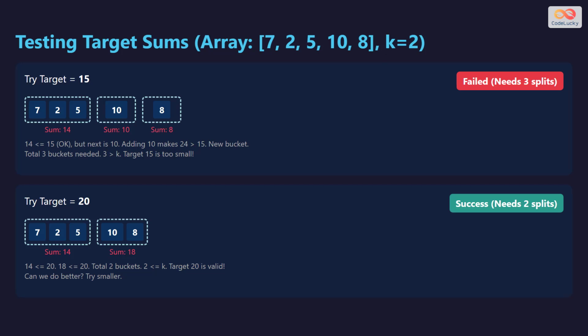Let's visualize the check. If we try a target of 15, we fill the first bucket to 14. Adding 10 would exceed 15, so we start a new bucket. In the end, we need 3 buckets, which is more than our allowed 2. So 15 fails. If we try 20, we can fit the numbers into just 2 buckets. Since 2 is valid, 20 is a possible answer, and we might even be able to go lower.